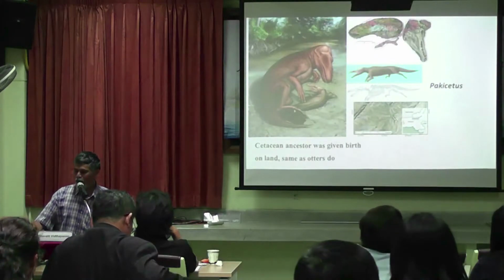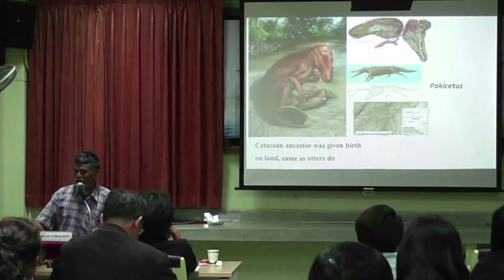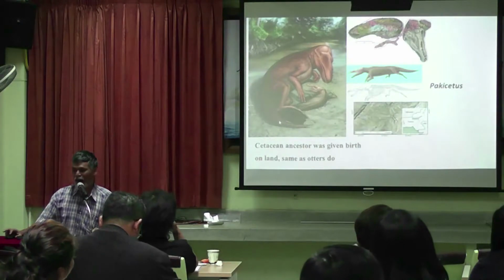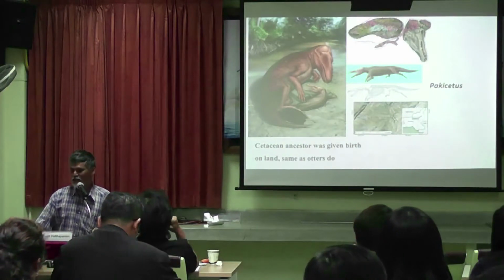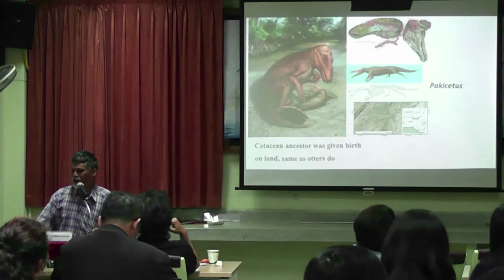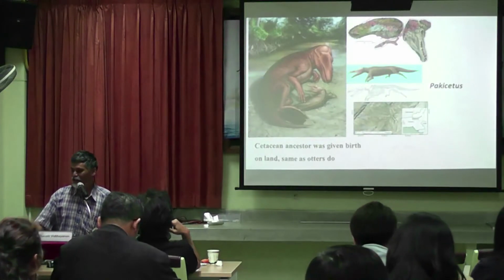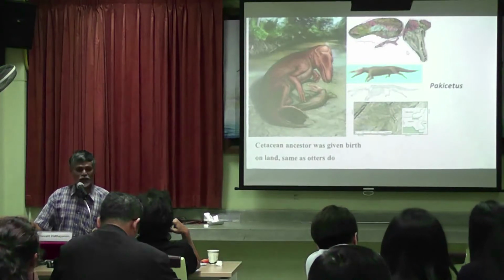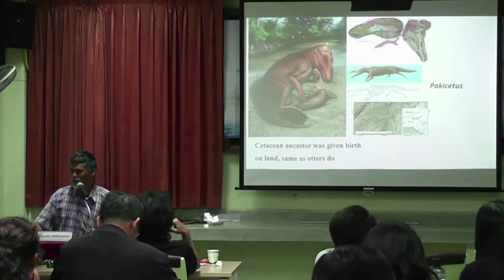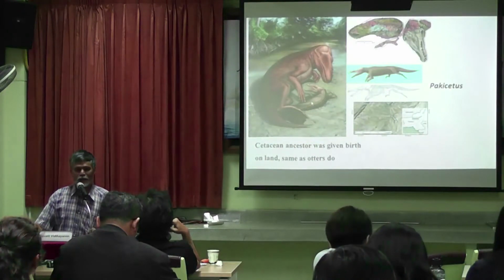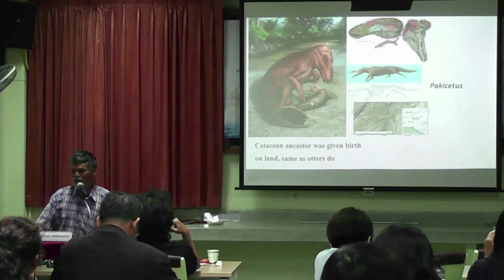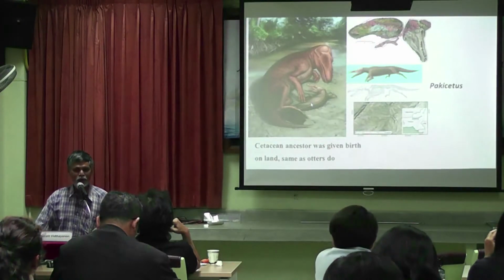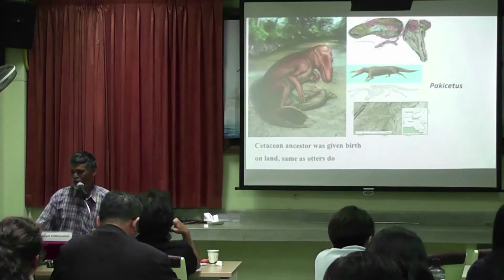Also, the whale ancestor gave birth on land, like otters. In Pakistan, they found the fossil of a brooder, or pregnant one. So it revealed that this animal gave birth on land first, and when they went fully aquatic, they gave birth underwater, like whales or dolphins, and also dugongs.